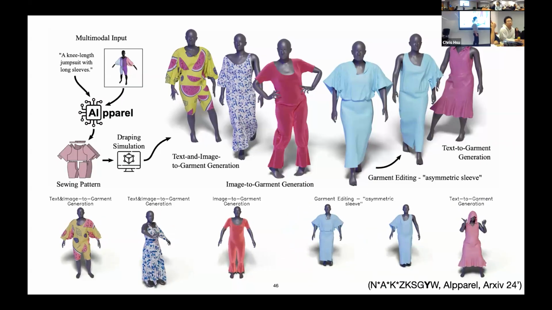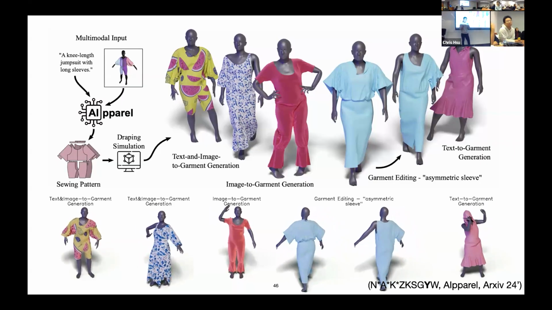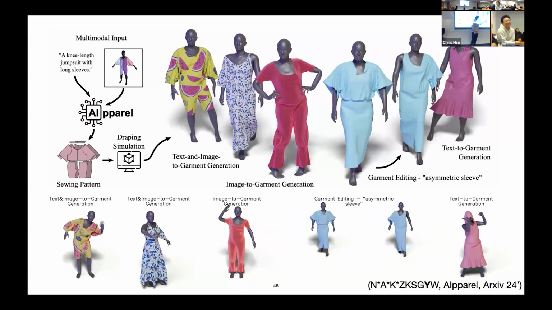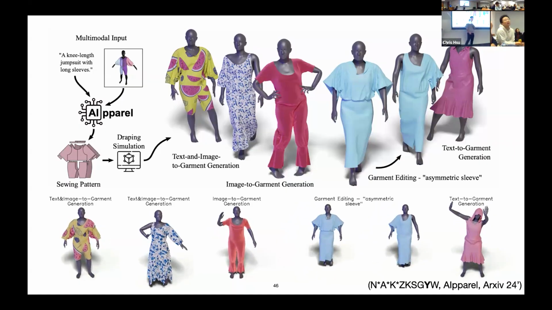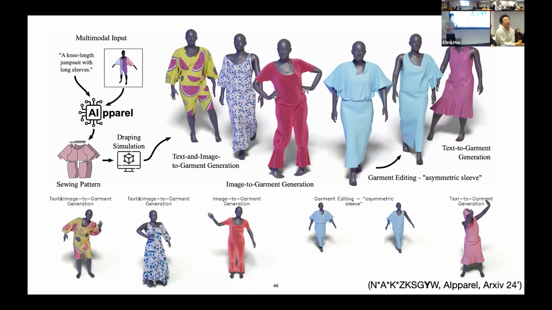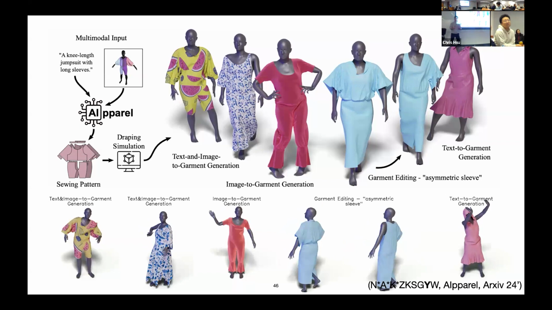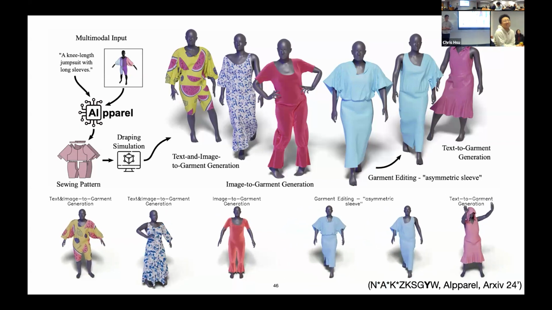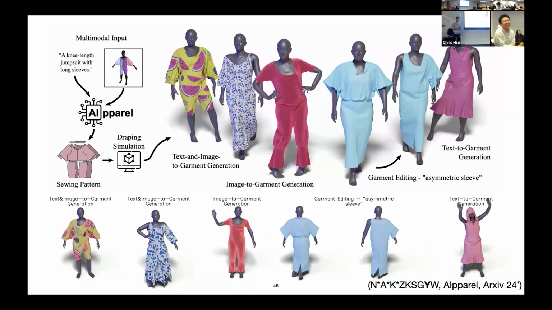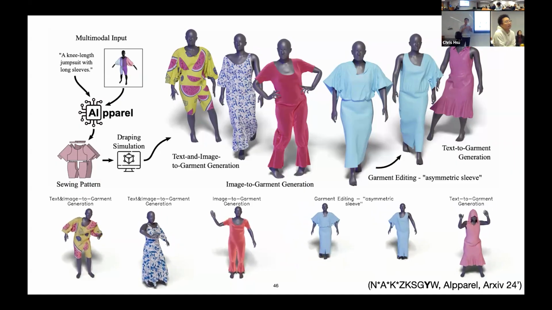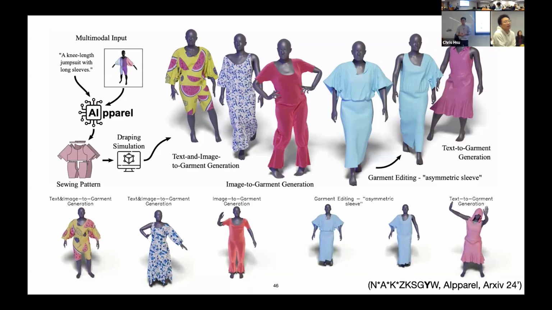So the idea is that you take this garment and give an instruction of how you want to edit it, and it will give an edited version where they create this asymmetric design in both the sleeves and the front, as well as text to garment, like if you describe the scene. And one other interesting thing is that since we're predicting sewing patterns, all of this can be stitched together and is readily fabricable and simulatable.